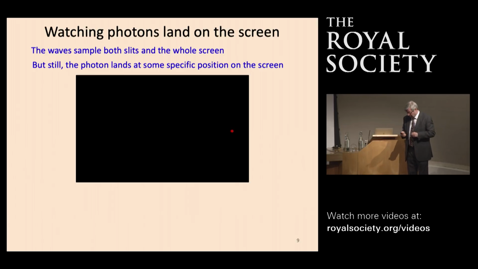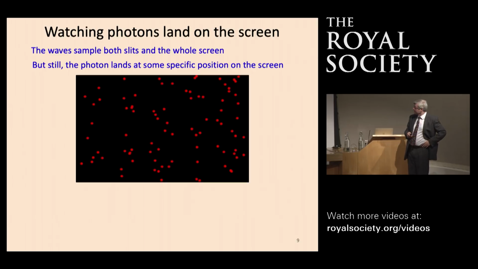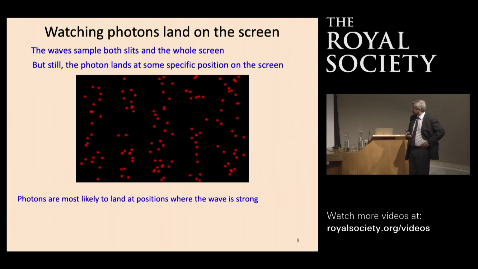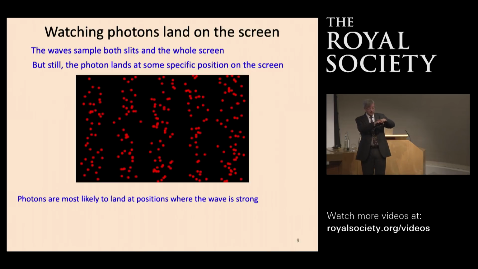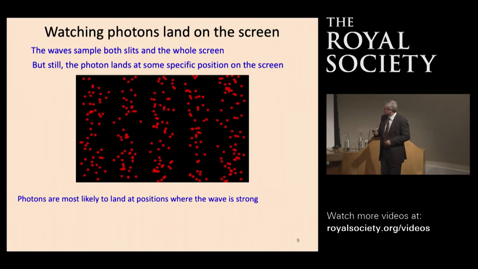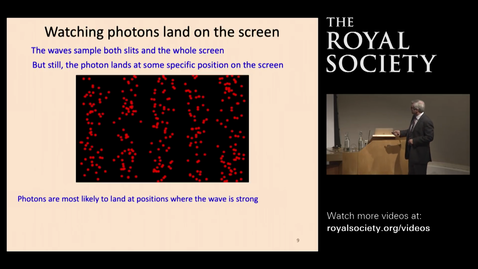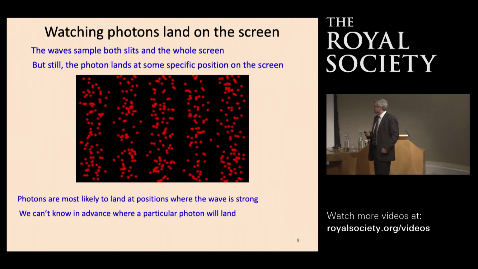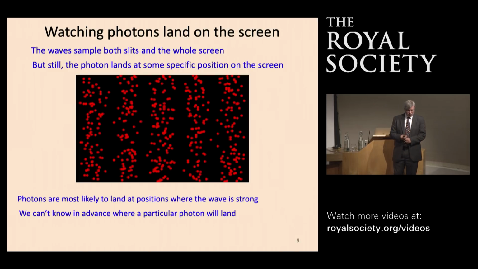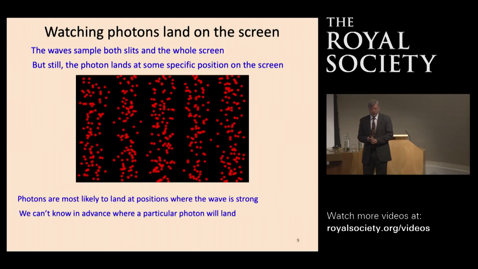If we wait a little while, some more photons will land, and we can watch them landing. They land seemingly randomly all over the place. But actually, they are most likely to land at positions where the wave is strong. And where the wave is zero, where there's perfect cancellation of the waves, the photons cannot land there at all. And over time, you'll see this pattern build up into the sequence of stripes that I showed you from the Young Bakerian Lecture.